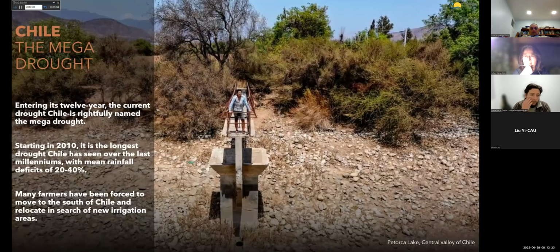To contextualize, Chile is now in a mega drought. It is entering its 12th year, and Chile's drought is rightfully named a mega drought. It started in 2010. It is the longest drought in Chile over the last millennium, with a mean rainfall deficit of about 20 to 40%. Because of this problem, many farmers have been forced to move to the south of Chile and relocate their cultivars and crops in order to search for new irrigation areas.